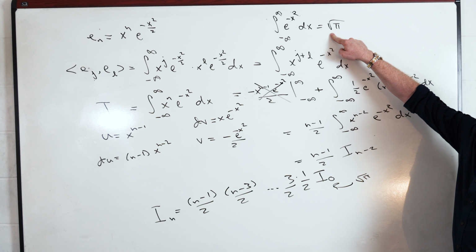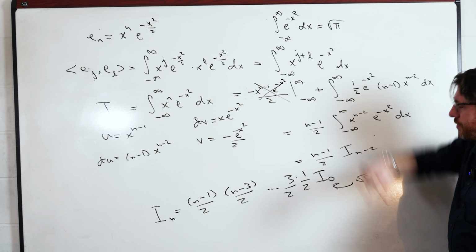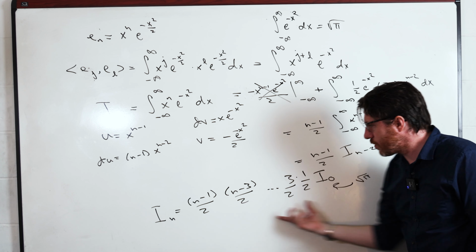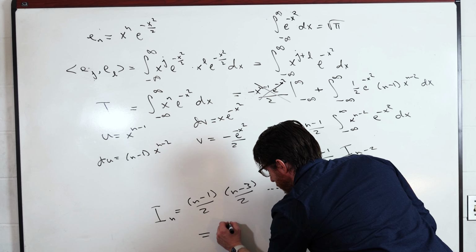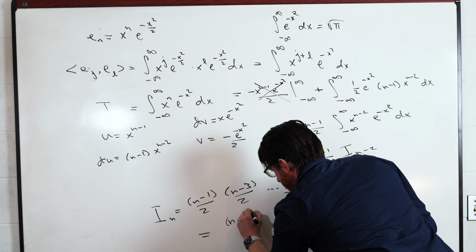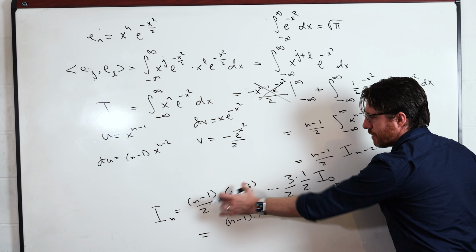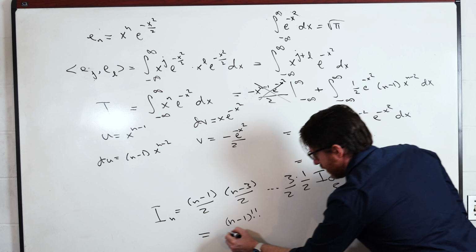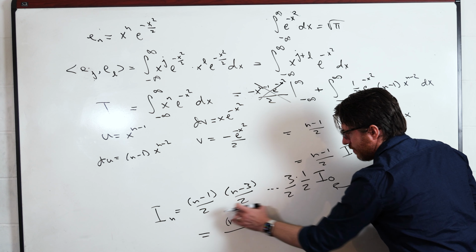Because this is I of 0. Now, what I'm going to do is rewrite this as a double factorial. So it's n minus 1, and we call this a double factorial, where you skip 1 every single time. And then at the bottom, we have a whole bunch of 2's.